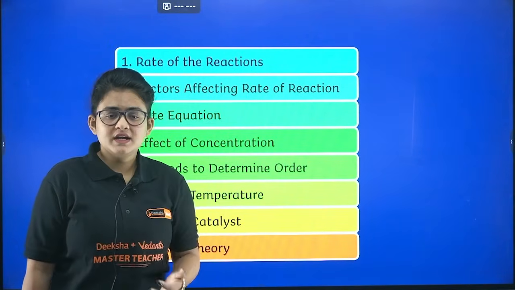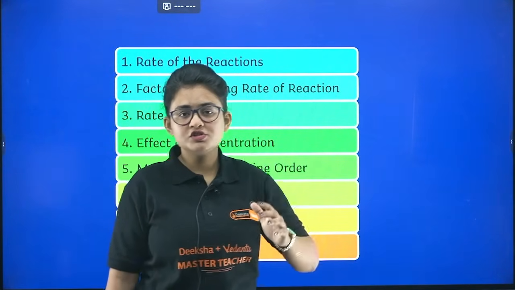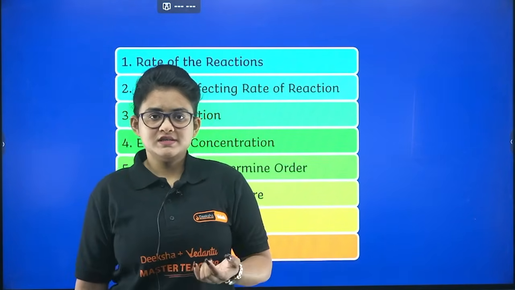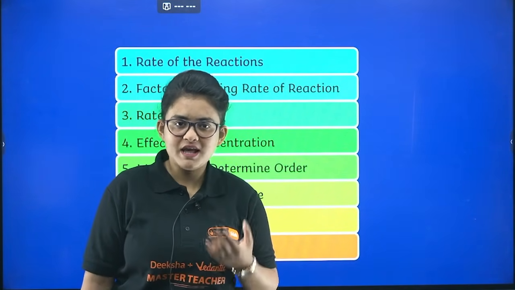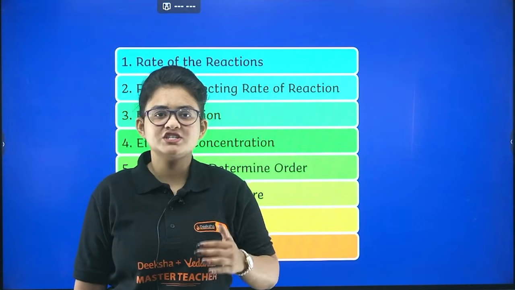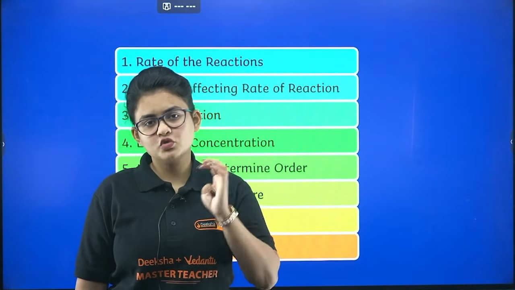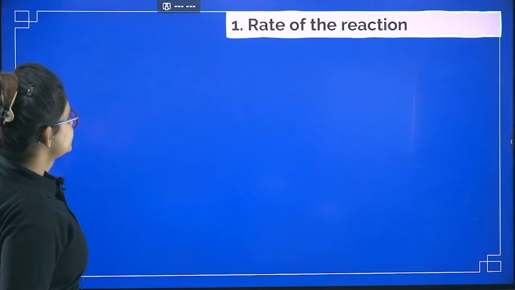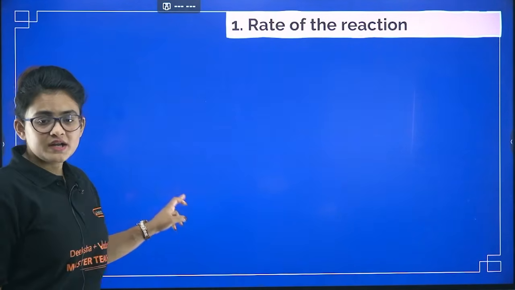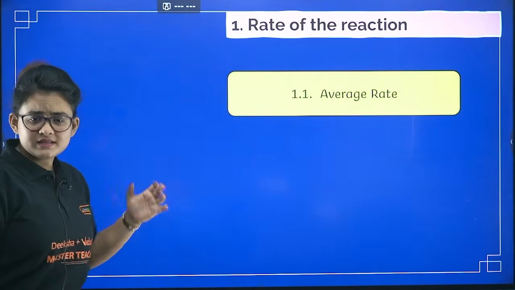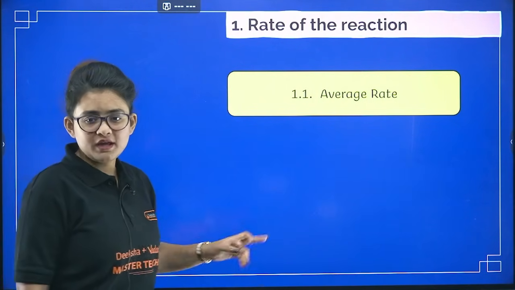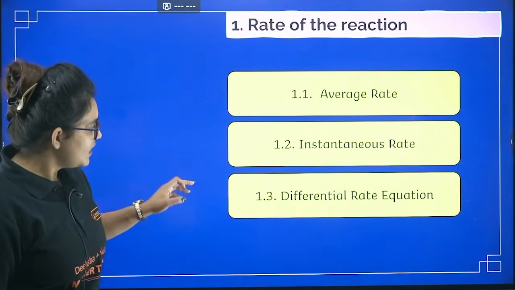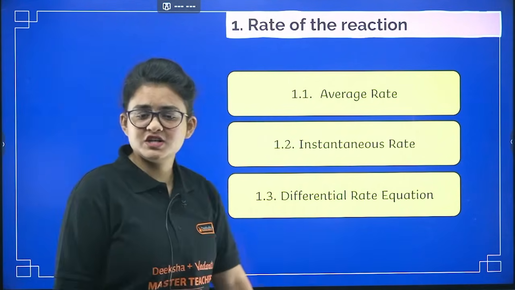I will focus on the most important target zones that you are going to face in your board examination, as well as repeated year questions that came in the KCET from those target zones only. So let's proceed. First we will start with the rate of the reaction. It can be determined in two ways: one is average rate, another is instantaneous rate. Then we will proceed with the differential rate equation.